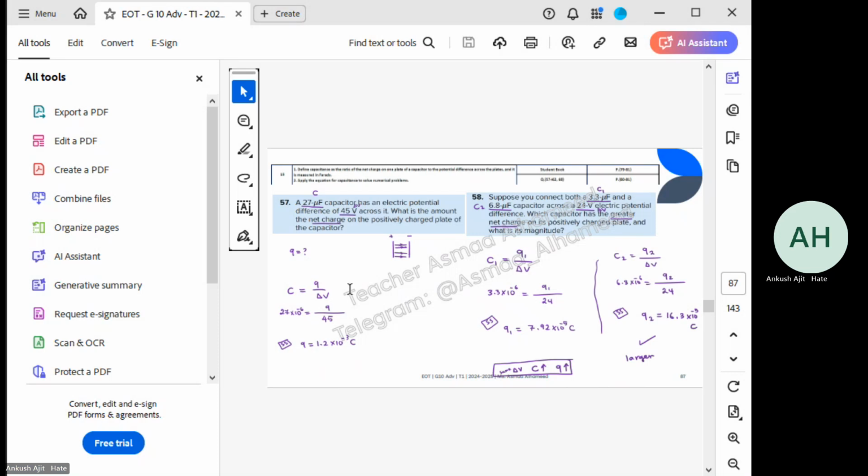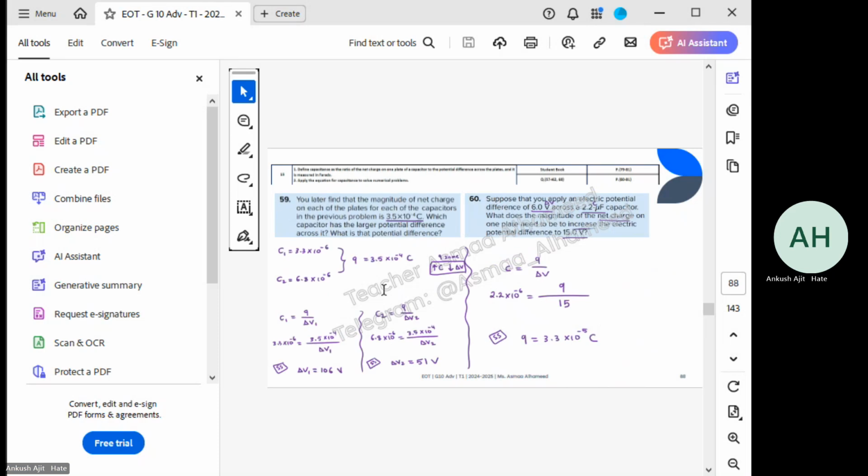Suppose this is also given. Then suppose you connect both a 3.3 microfarad and a 6.8 microfarad capacitor across a 24 volt electric potential difference. Which capacitor has the net charge? So C equals Q upon delta V, then C2 equals Q2 upon delta V here also, and then you can just get this. You identify the magnitude of the net charge, and which capacitor has the larger potential difference across it, or what is the potential difference, you can say.